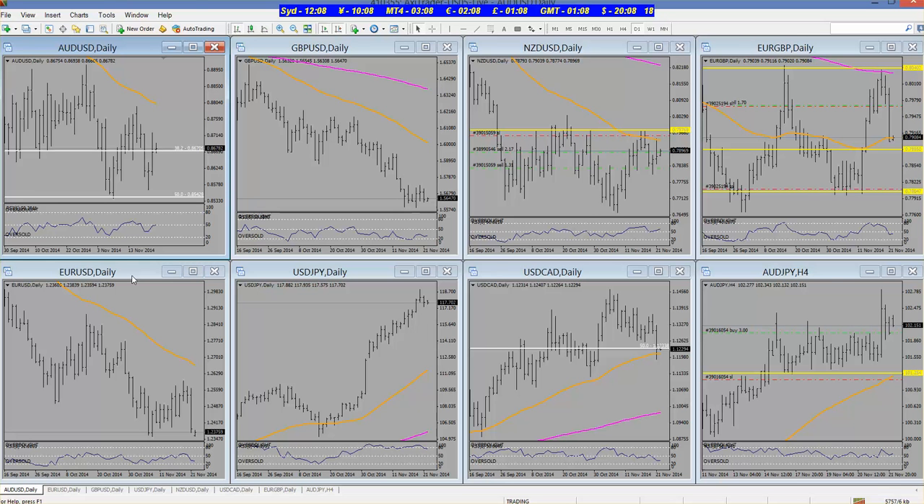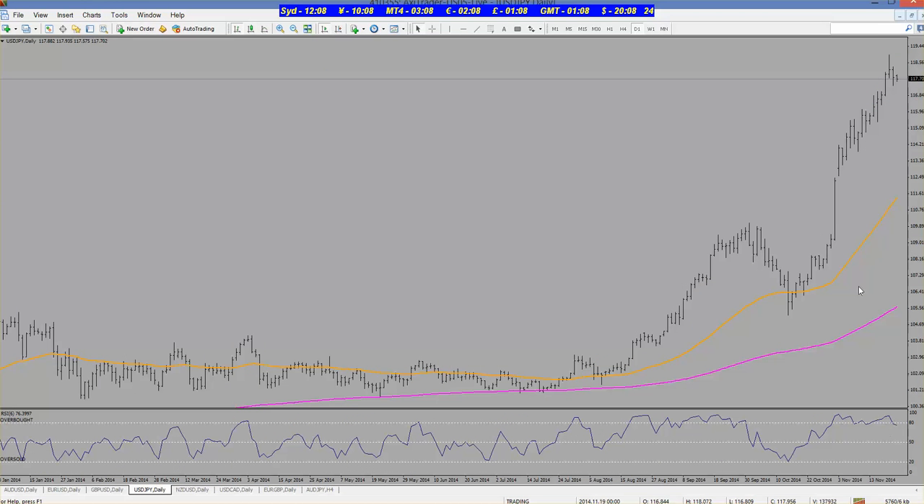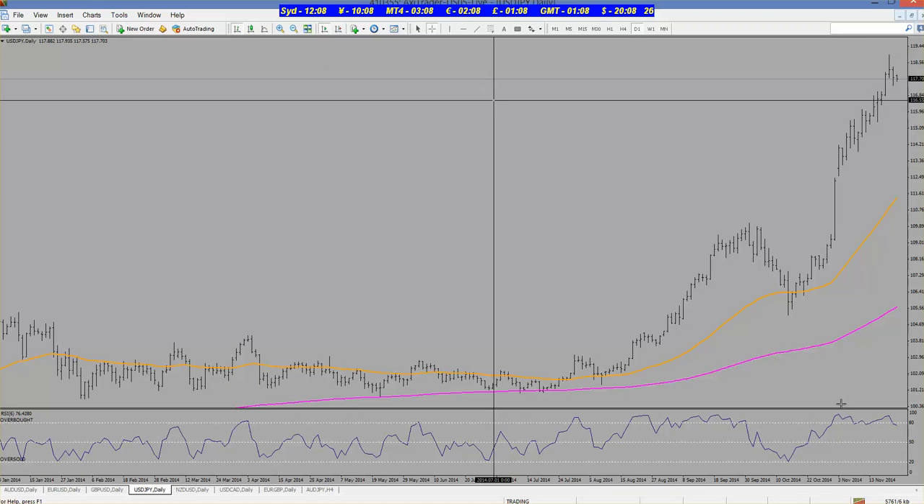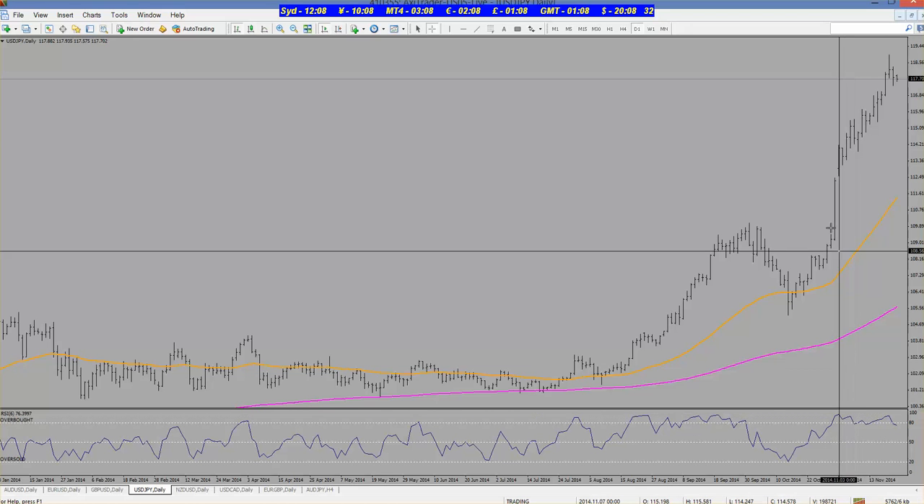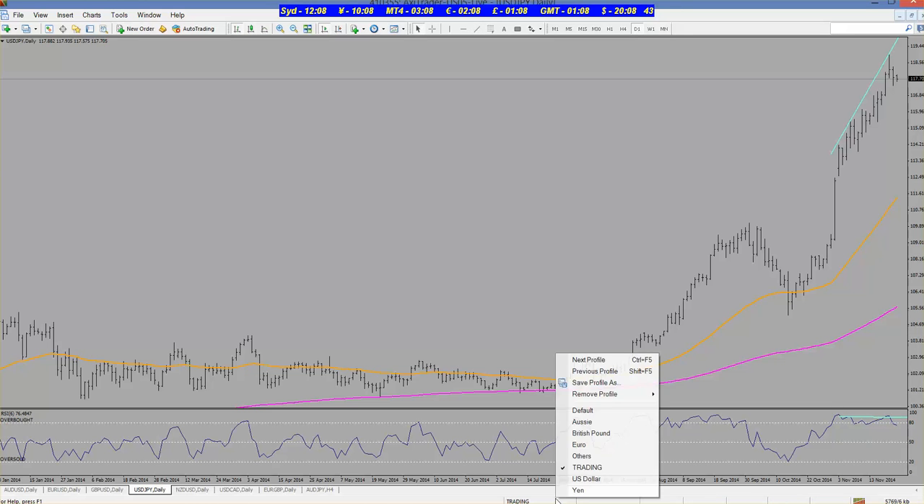Doesn't look like there is divergence on the dollar yen. No divergence on. Oh, well, there is. If you look at it, there is divergence. You've got these highs, you've got all that, and you've got that. You could say there's divergence, right? Let's just have a look at some of the other yen crosses.